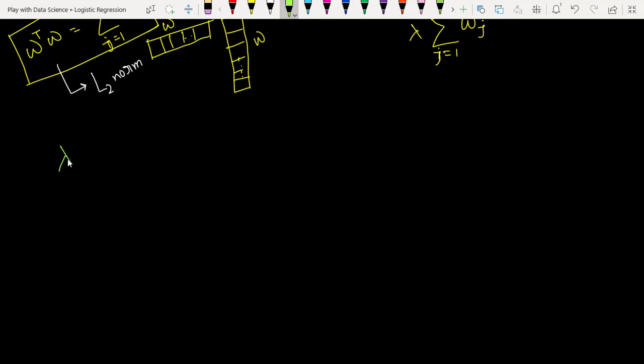Now our regularizer term, that is lambda, comes into the picture. That is our hyperparameter. We call lambda the hyperparameter in logistic regression. Now the main thing is that we have to handle the lambda value in such a way that we find our best solution.